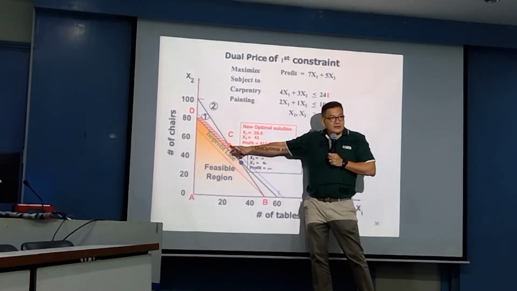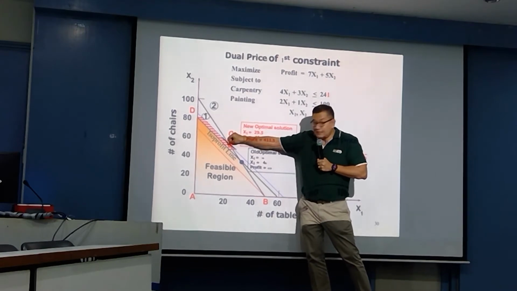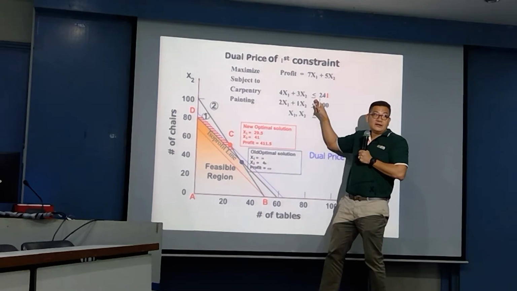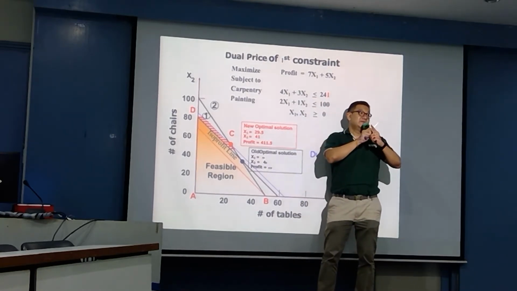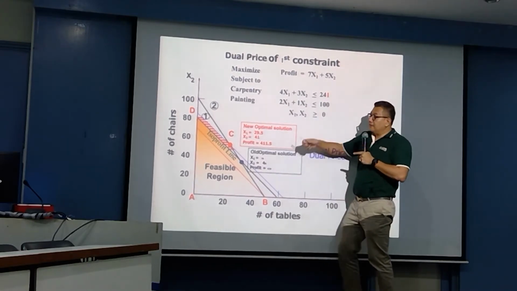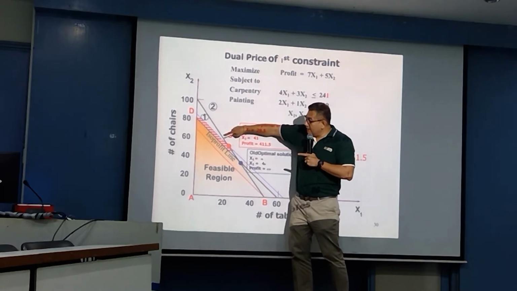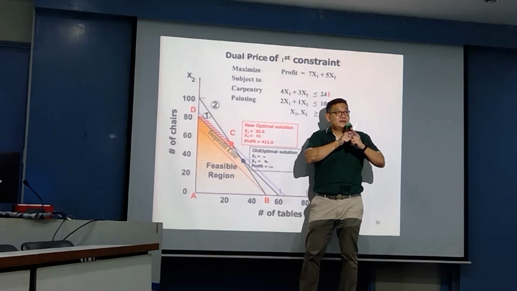And this point occurs from what? It still comes from the cutting point between constraint 1, which has the right-hand side of 241, cutting with constraint 2, right? Still 1 and 2 cutting together. So if I change to 242, what happens? The graph is going to shift like this. The cutting point is going to be around this one. It still comes from 1 and 2 cutting together, right?